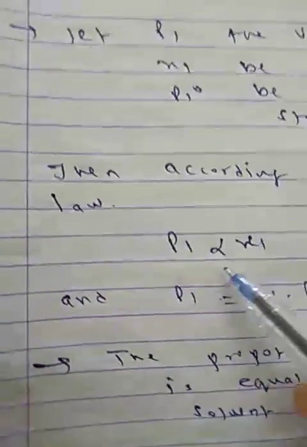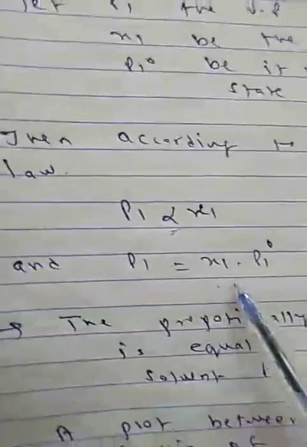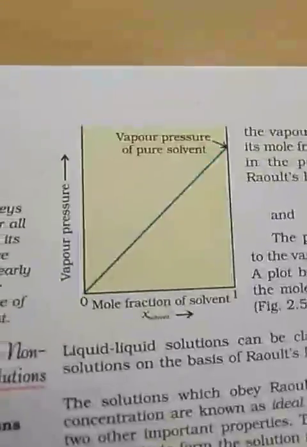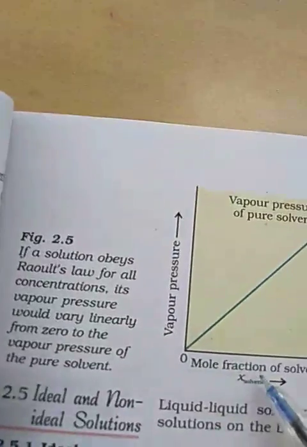Now, according to Raoult's law, P1 is directly proportional to the mole fraction. Here I taught you, I am replacing directly proportional with a constant. P1 is equal to X1, the mole fraction, times P1 zero. This equation is called equation 2.20. Now the proportionality constant is equal to the vapor pressure of the pure solvent, P1 zero. A plot between the vapor pressure and mole fraction of the solvent is linear. Figure 2.5. You can see, linear means vapor pressure is also depending on the mole fraction.